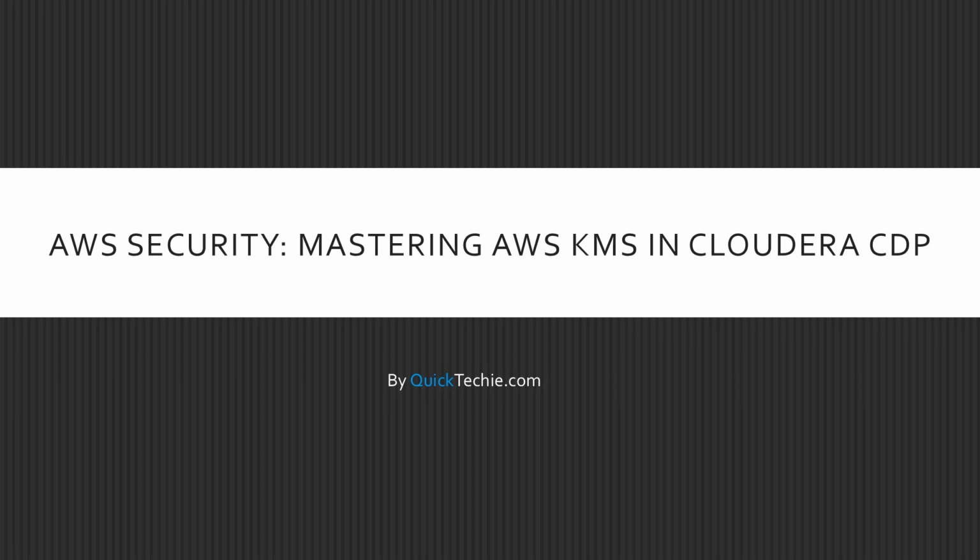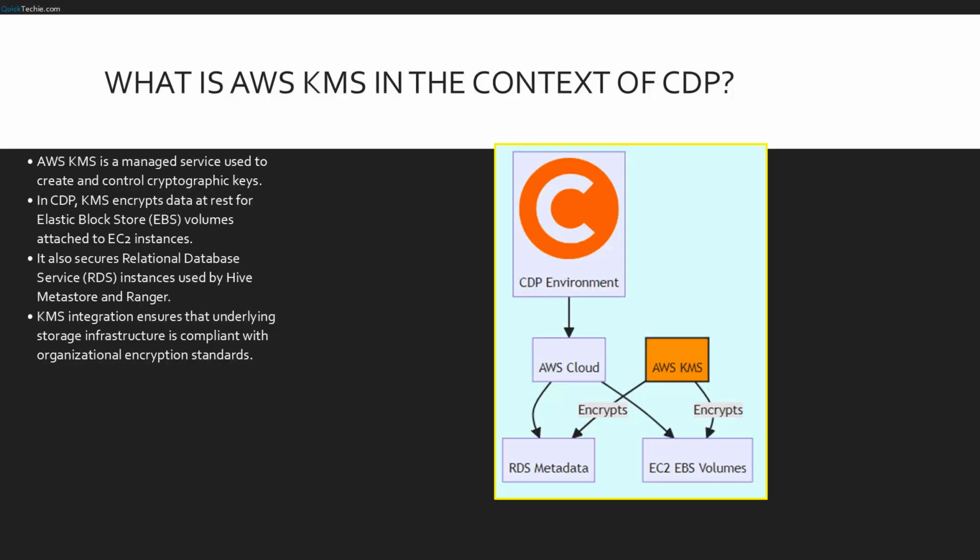Welcome to this specialized module on AWS security for Cloudera Data Platform. Today, we are focusing on the AWS Key Management Service, or KMS. Data encryption is non-negotiable for enterprise workloads, and understanding how CDP integrates with AWS KMS is the key to securing your data lakes, data hubs, and persistent storage. We will cover the what, why, how, and when of managing encryption keys effectively. Let's begin with the basics.